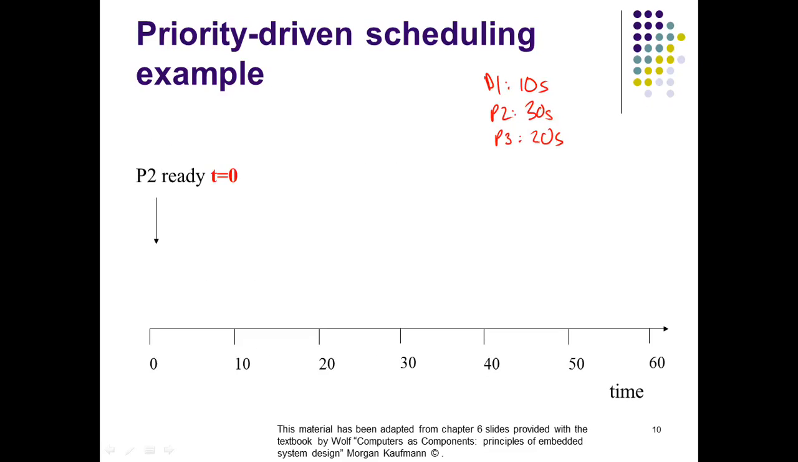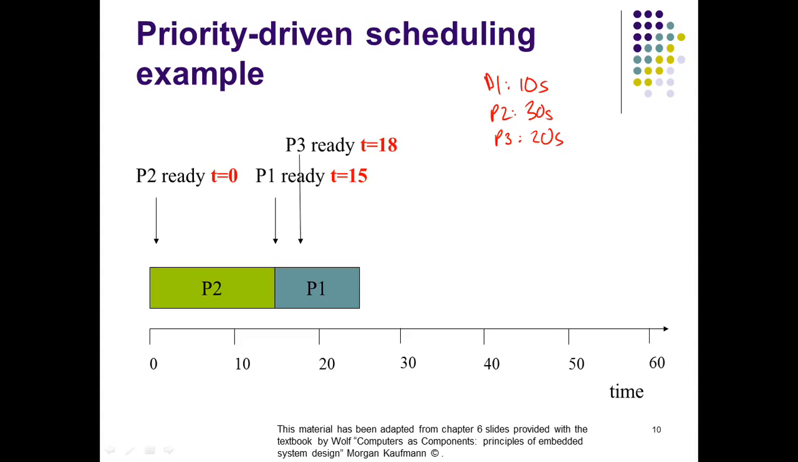So at T0, by chance, P2 becomes ready. Given that there's nothing else in my ready queue, my OS goes, okay, run P2. So I run P2 for a given amount of time. Here I've run it for about 15 seconds. And the reason I've stopped there is because P1 becomes ready. So P1 becomes ready. Which do I select? P1, yes, P1, I hope.